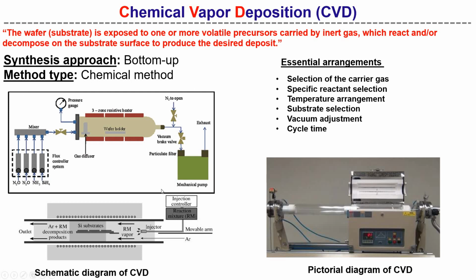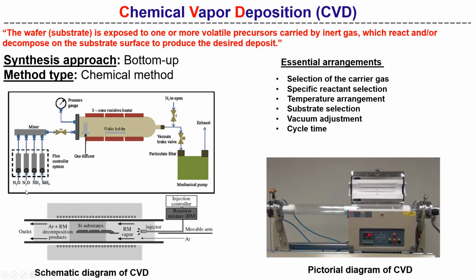Now this is the schematic of this method, where this is the reactor zone, this is the mixer zone, and this is the vacuum. So there are three main components. One is the mixer, second is the reactor zone, and third is the vacuum. Vacuum means it is connected with a vacuum pump.